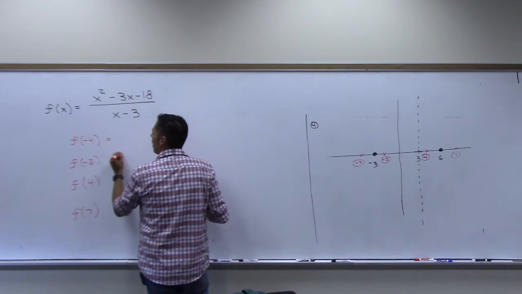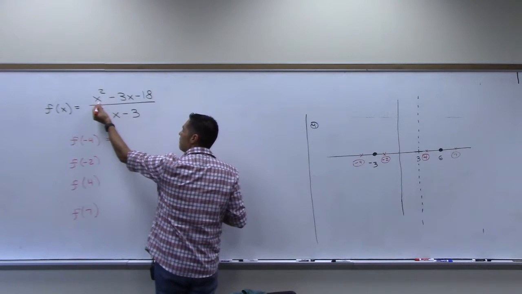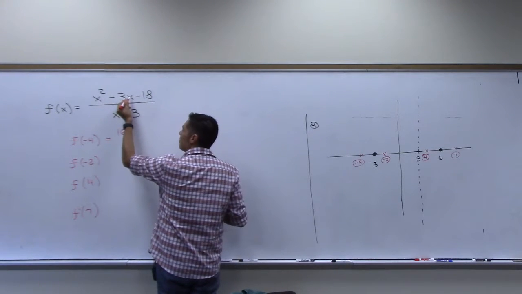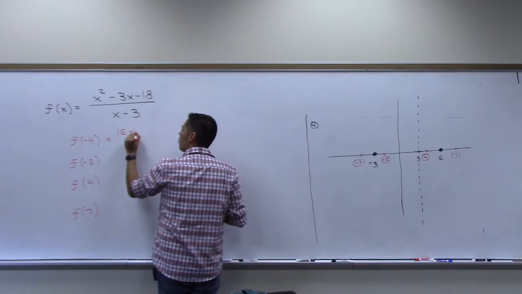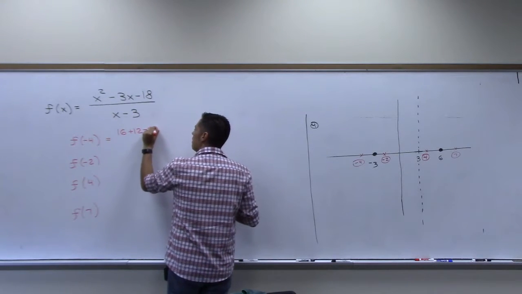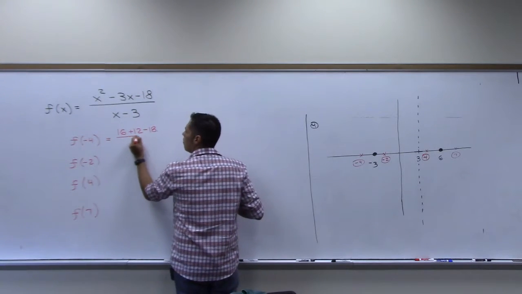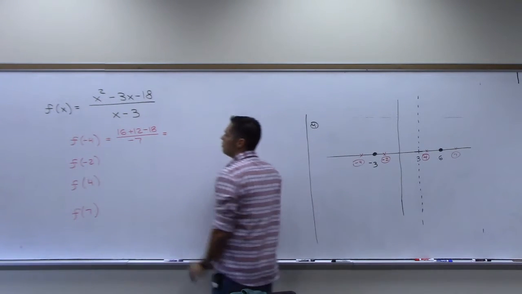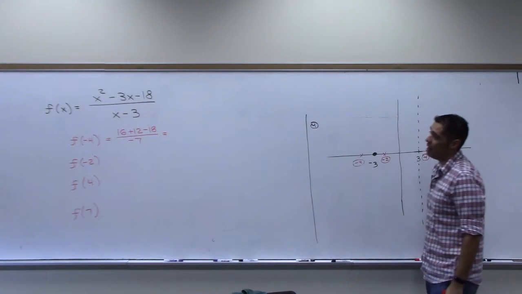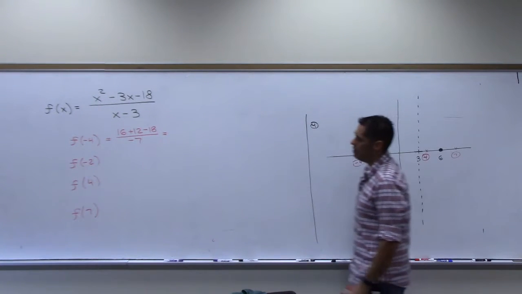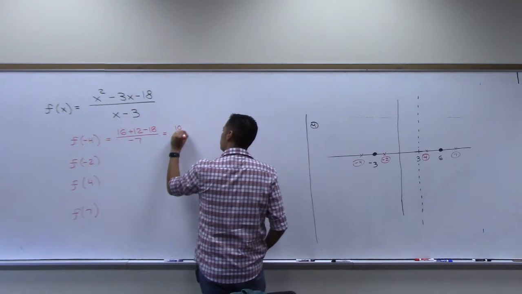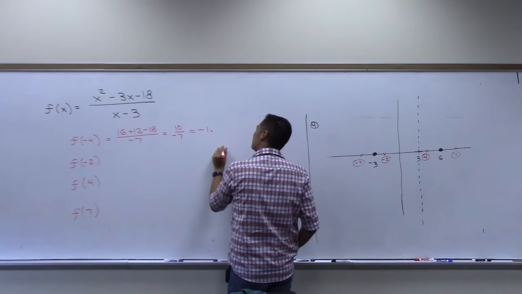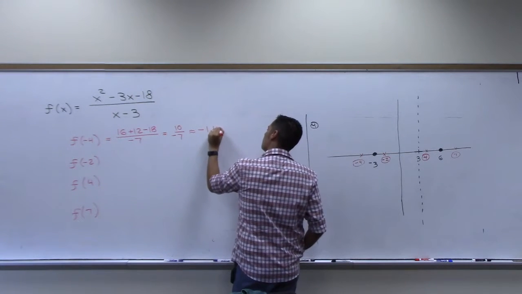Plugging in -4 for x. -4 squared, 16. What's -3 times -4? 12, plus 12 and then minus 18, all over -4 minus 3 is -7. So what's 16 plus 12? 28. Take away 18, 10. 10 over -7, which is approximately -1.42. Okay, good.